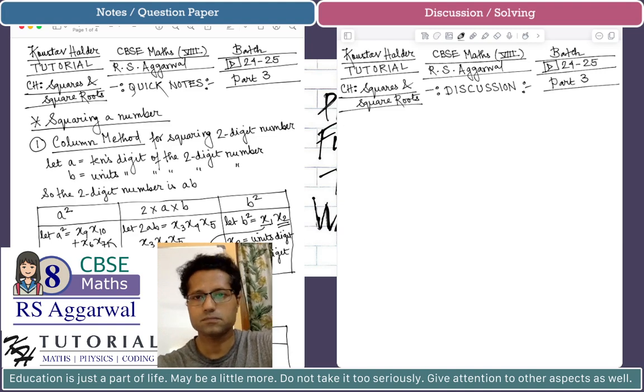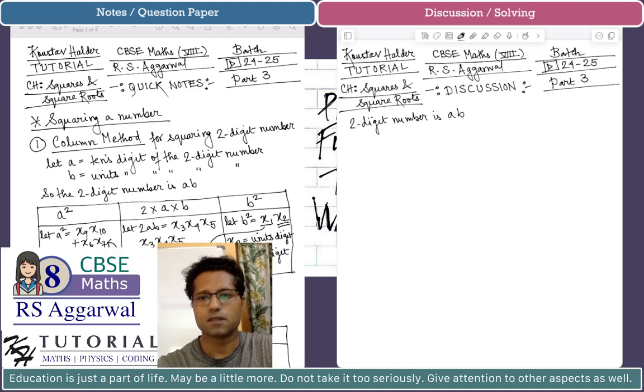So we are given a 2-digit number, let's say AB. B is the digit in the units place and A is the digit at the tens place. We have to find the square of AB.